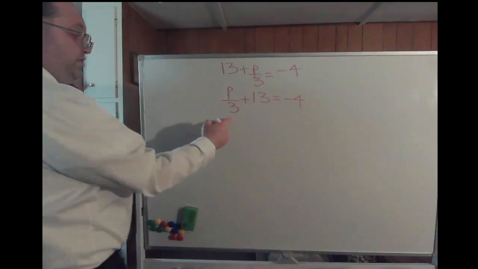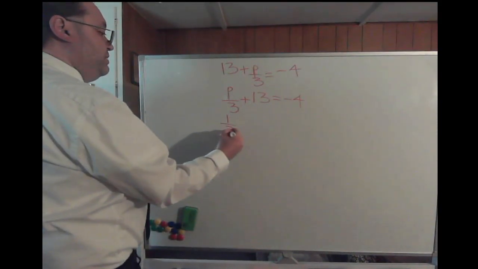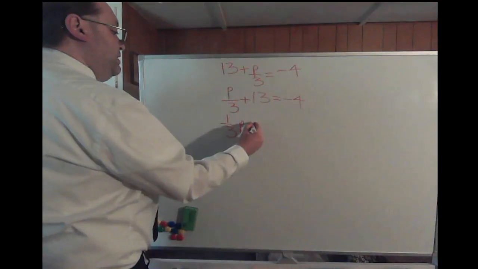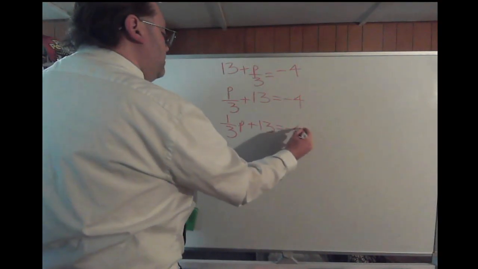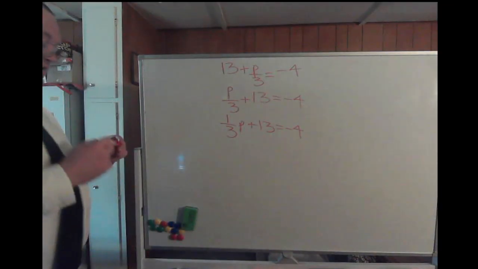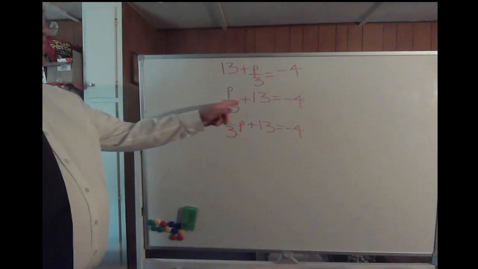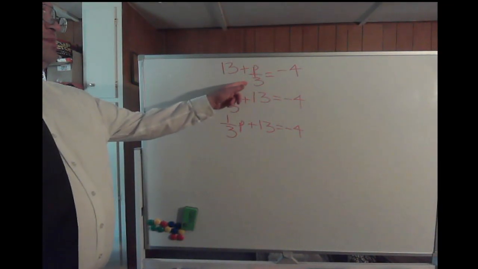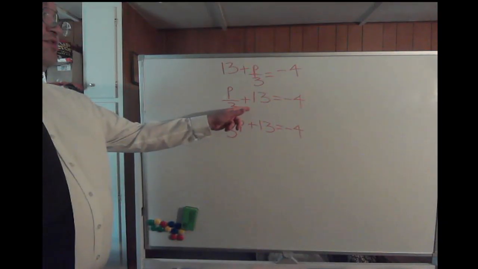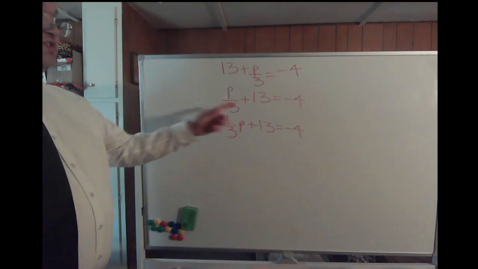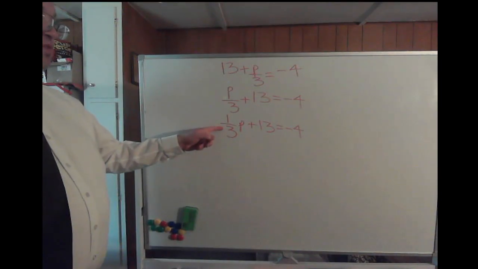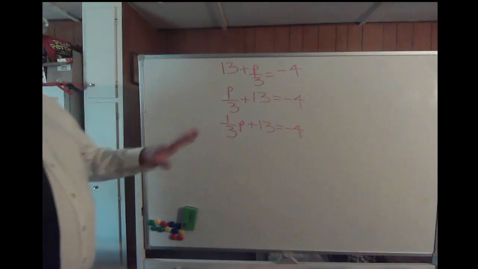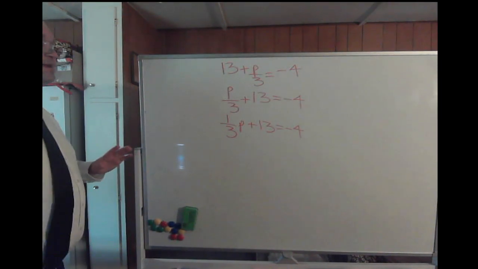Now that p over 3 we can rewrite as 1/3 p. 1/3 p plus 13 equals -4. Okay? So far I've used the commutative to switch 13 and p over 3. You can use the commutative property of addition to do that. You'll get the same thing. Then I use the fact that p over 3 is the same as 1/3 times p. So far that's where we're at in the process.